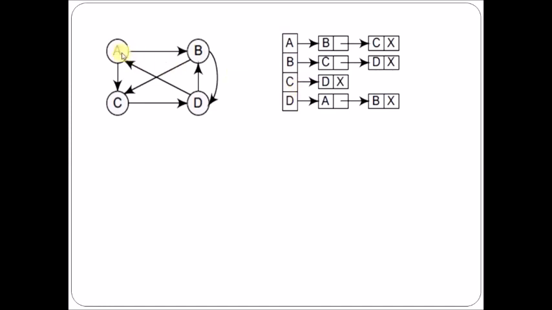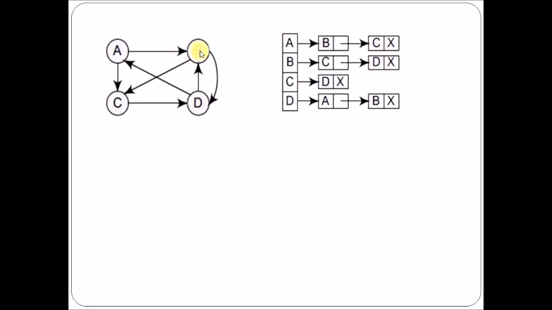Now, the nodes that can be adjacent to a particular node. Consider for example node A. The nodes that are adjacent to node A are, number 1, node B, and second, node C. So I have written here that from node A we can traverse to node B and traverse to node C, and there is no direct path from node A to node D. That's why I have written here null.